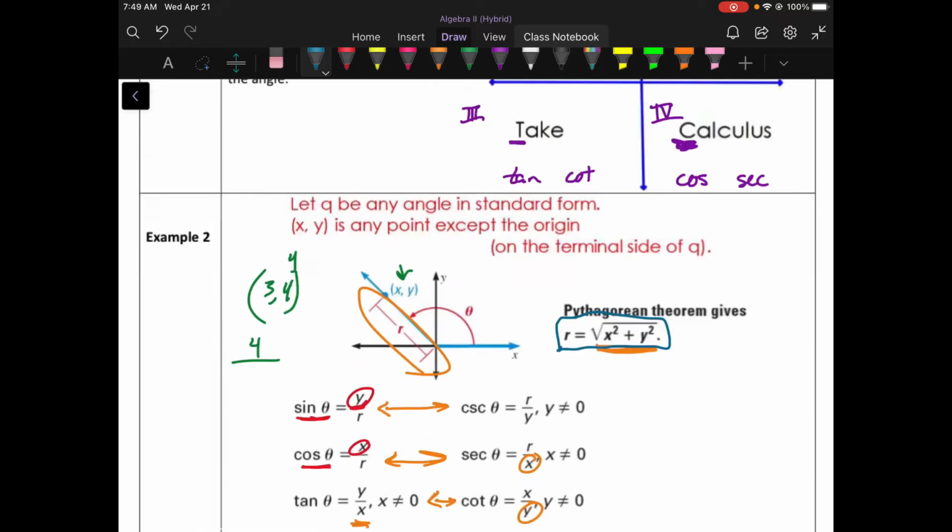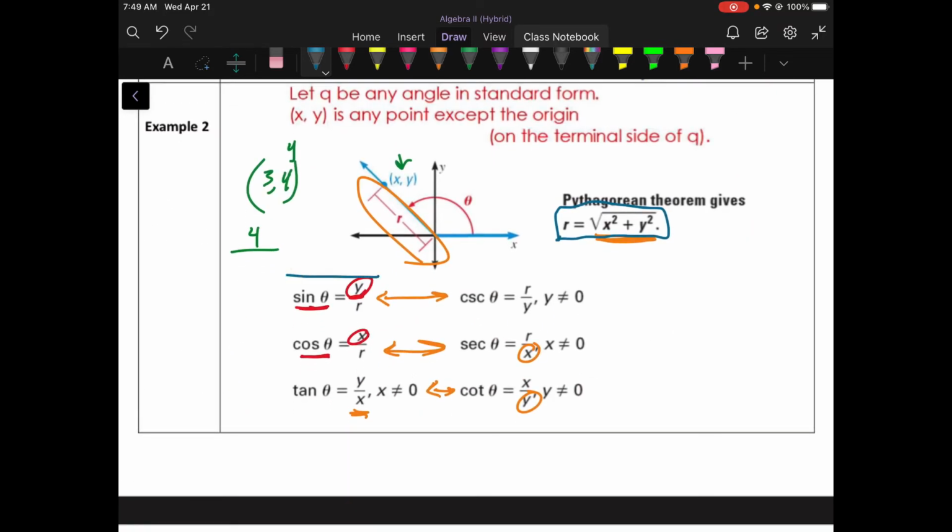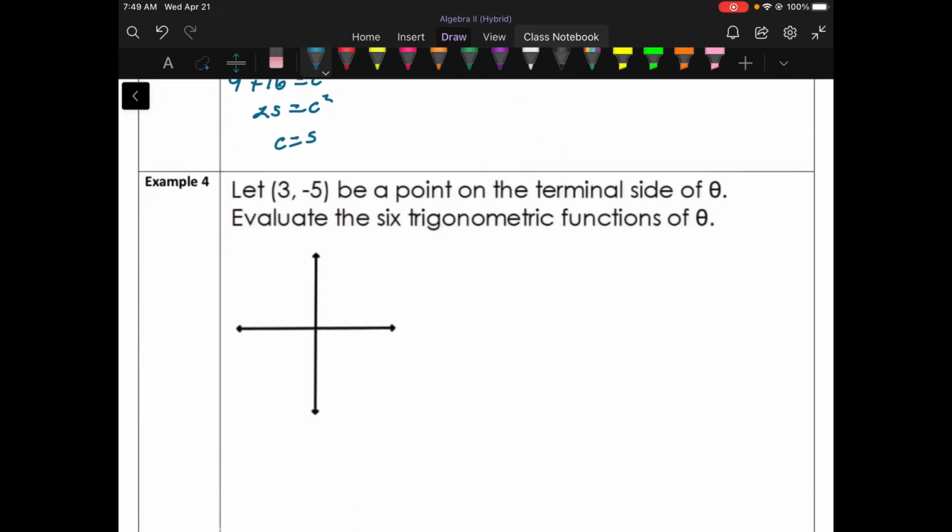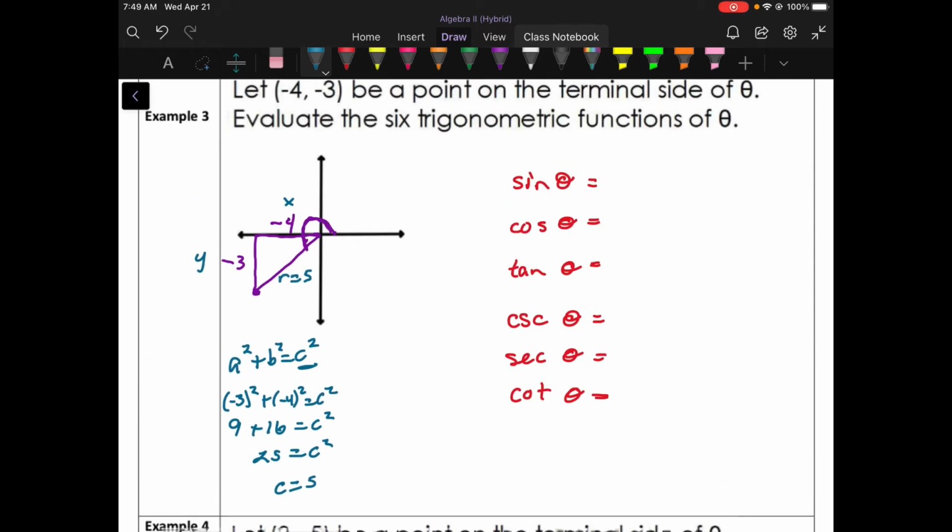The first way is to use these relationships right here. So sine y, cosine x, they're just both over your radius. So if you take your y value, which is -3, over my radius, there's sine. So I always go like this: sine y, cosine x. I don't know why, just to help me remember which variable goes with which trig function.